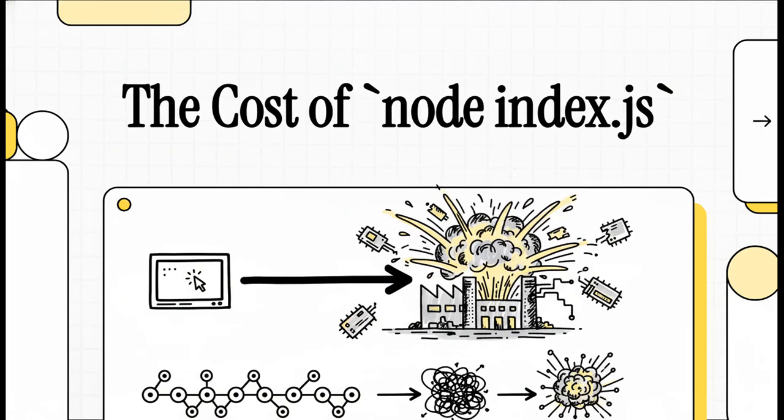We're about to dive into a story about a massive system meltdown, and it all comes down to a single, simple command. This is about a deep, often misunderstood truth about Node.js and how what you think is happening when you run your code can be dangerously different from reality.